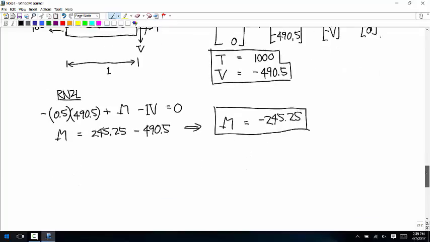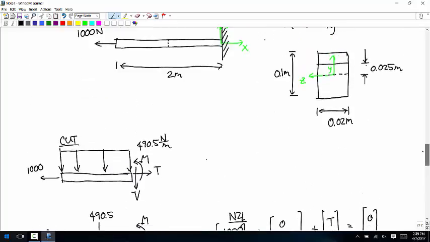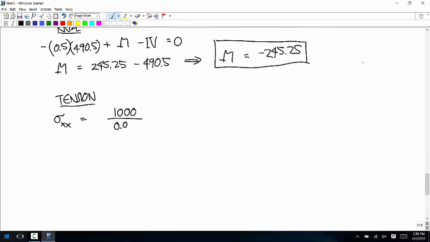All right, so now one by one we can go through these stresses. So first, the stress due to tension. Sigma xx is equal to 1,000 divided by the area of that cross section, 0.002. And so that is 5 times 10 to the 5. Is that right? Okay, so the stress due to tension is 5 times 10 to the 5, and zeros everywhere else.